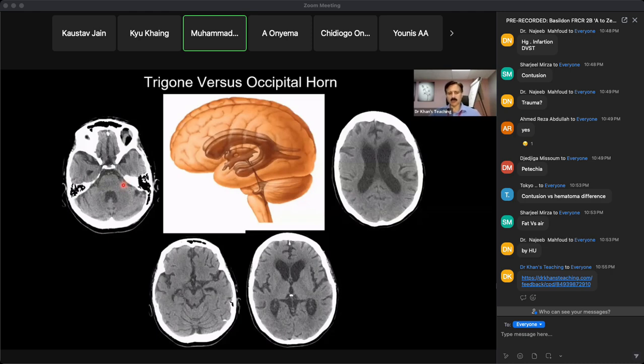They are seeing what you are picking up. Now, just superior to this level is a very important level vis-a-vis trauma or whatever. This is the suprasellar cistern. So this is the pons.